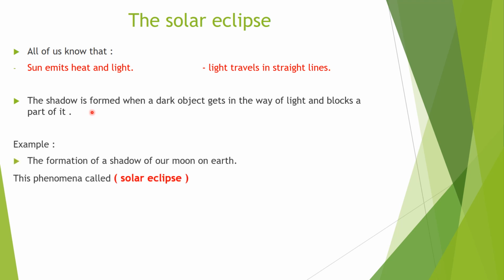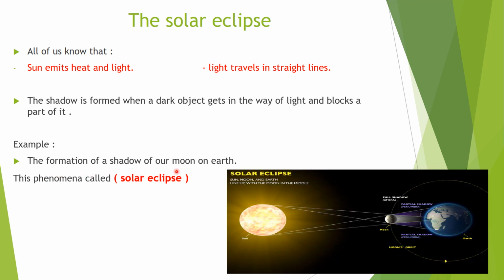For example, the formation of the shadow of a tree on a sunny morning when it gets in the way of sunlight, and also an example of the formation of the shadow of our moon. Look at this picture. Formation of the shadow of our moon on the earth. This phenomenon is called the solar eclipse, and this is the name of our lesson. The solar eclipse: when the moon gets in the middle between the sun and the earth and blocks a part of the sunlight, it causes a solar eclipse and the formation of the shadow of the moon on the earth.